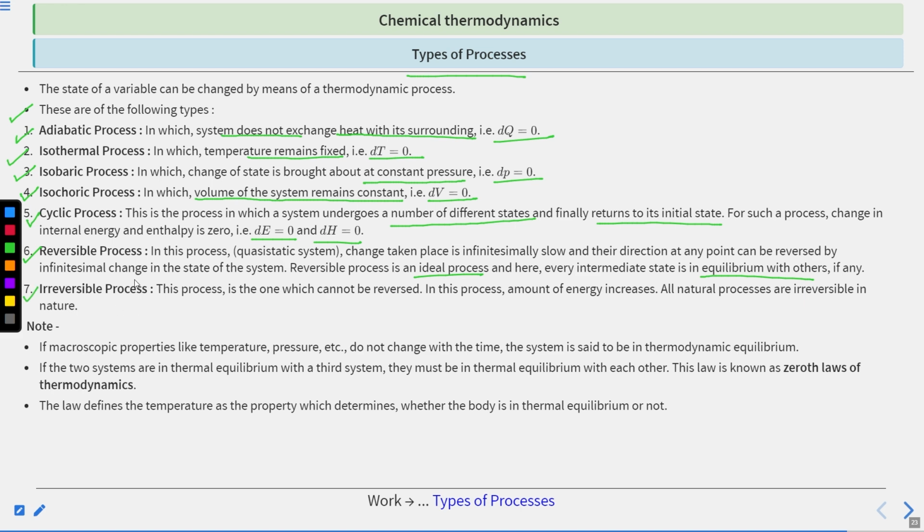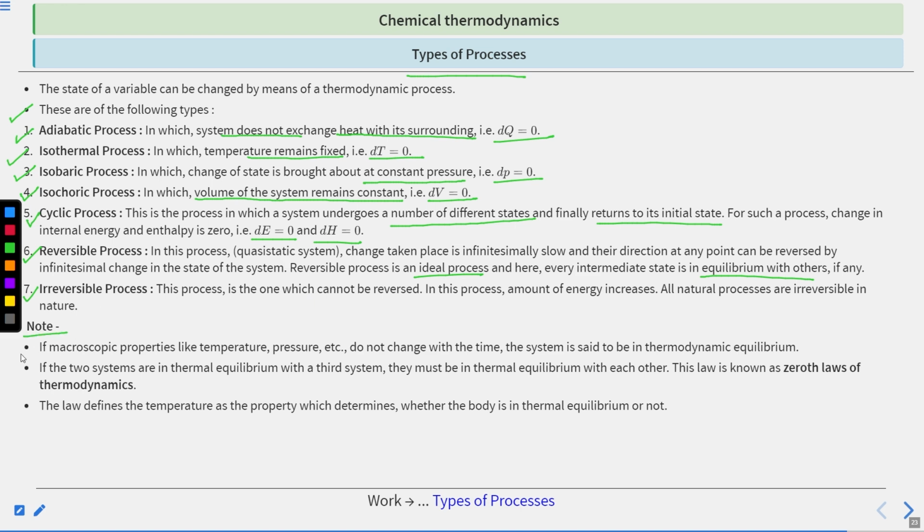Seventh and last is the irreversible process. This process is the one which cannot be reversed. In this process, the amount of energy increases. All natural processes are irreversible in nature. So in the irreversible process, the reversal cannot happen, that is, the process can't be reversed. And in this process, the amount of energy increases, and all the natural processes happening around us are irreversible in nature.